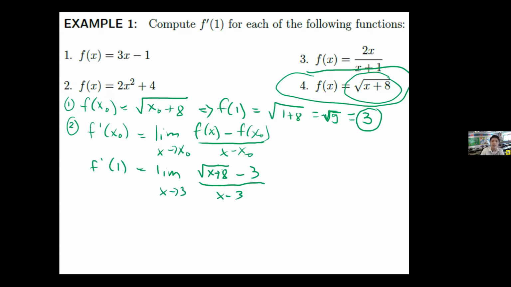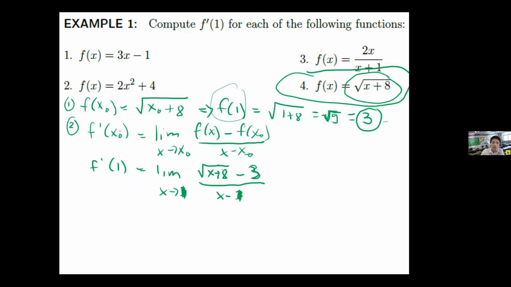Again, x sub 0 is, this is not 3. This must be 1. Sorry, 1. It is 1 again because x sub 0 is 1. And f of x sub 0, or f of 1, is 3. So 3 goes here.